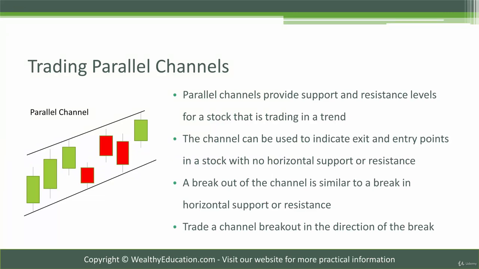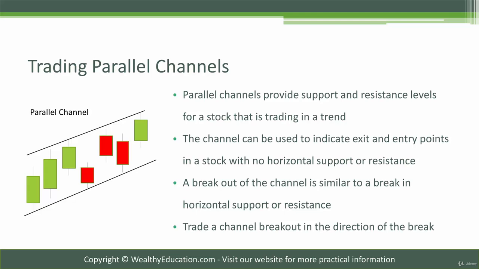Parallel channels are very similar to our horizontal support and resistance from our last video. The major difference in a parallel channel is that the stock is either in an uptrend or a downtrend in order for this indicator to work. The channel can be used to indicate exit and entry points in a stock which currently has no horizontal support or resistance. So if we have a stock that's broken out to the upside and we don't have current resistance levels for that stock, we can use a parallel channel to help us with our entry and exit points.